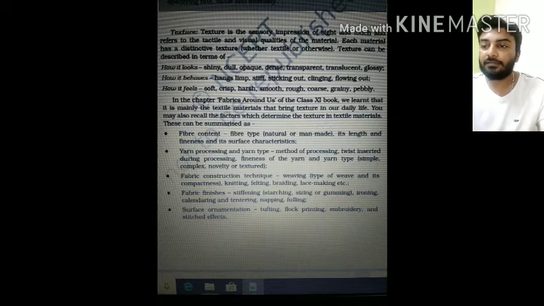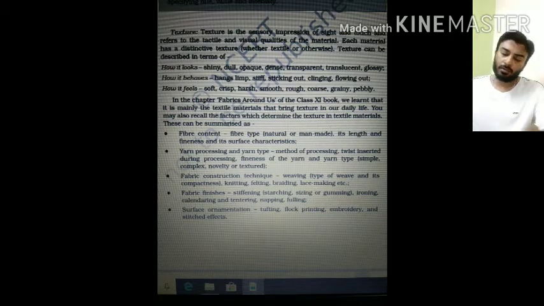Tufting, flock printing, embroidery and stitch effects are the different surface ornamentations which are applied to the garment.